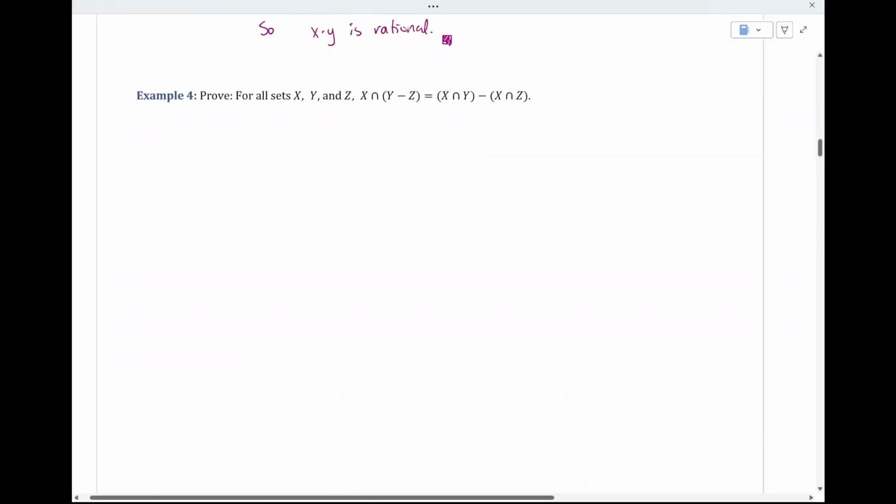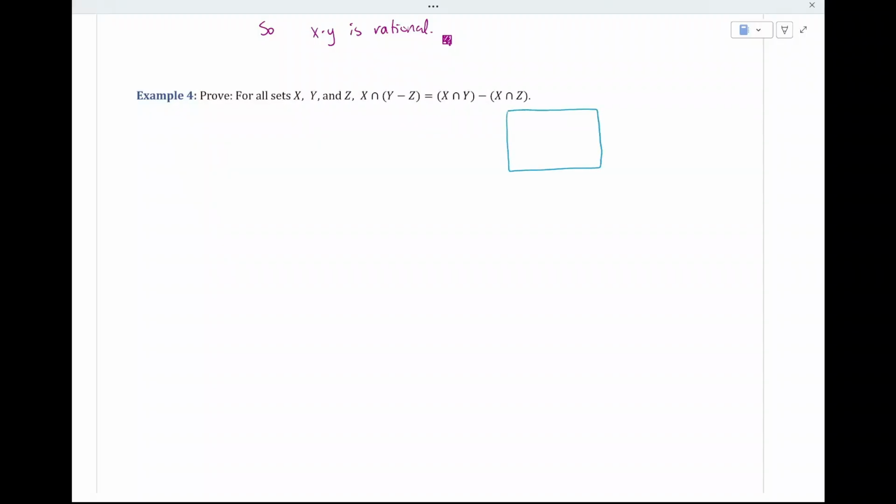Now we're entering the land of sets. We have some sets here. Prove that for all sets x, y, and z, x intersect y minus z is equal to x intersect y minus x intersect z. So let's draw some pictures to just make sure that we think this is true before we continue.